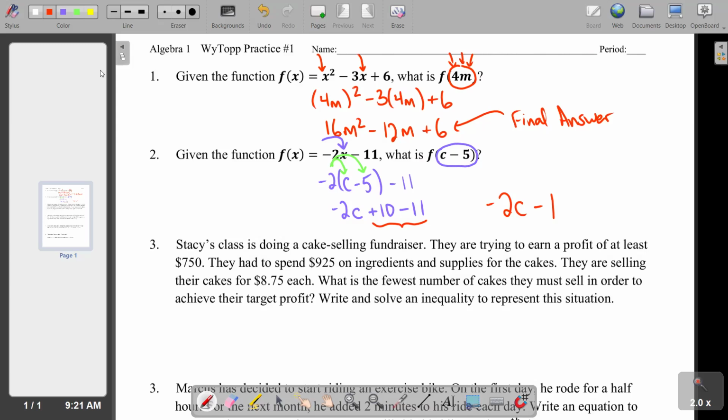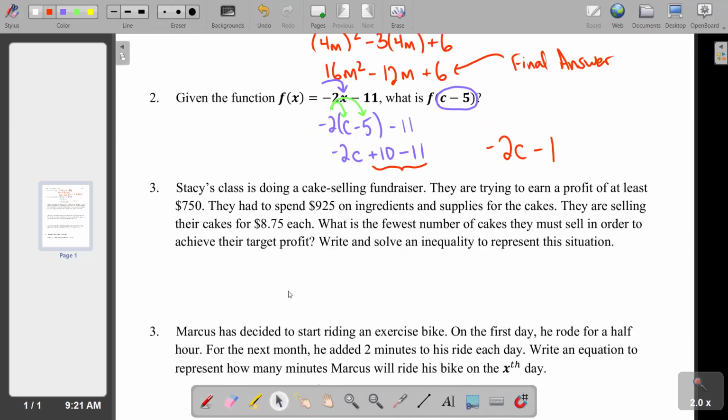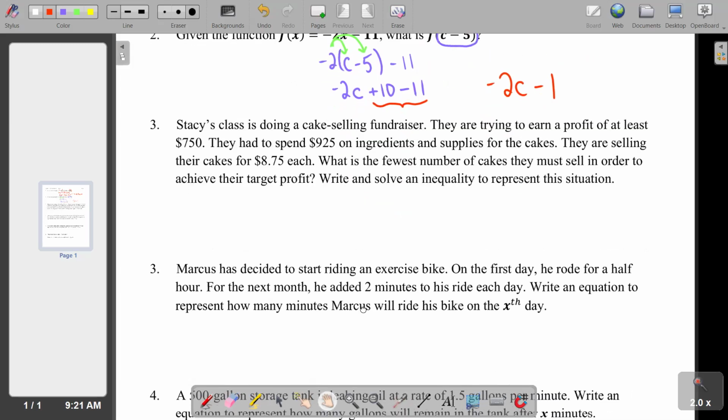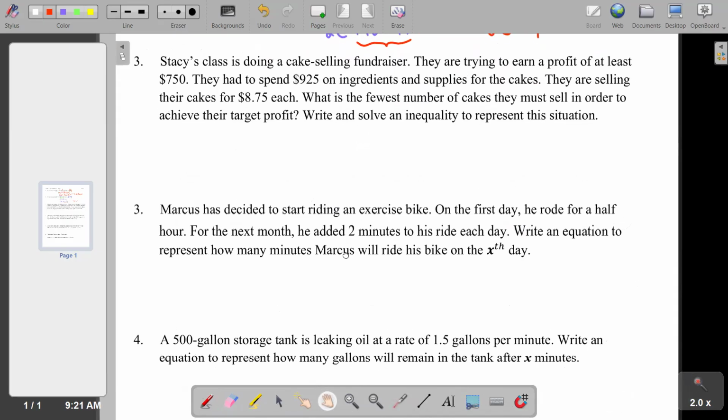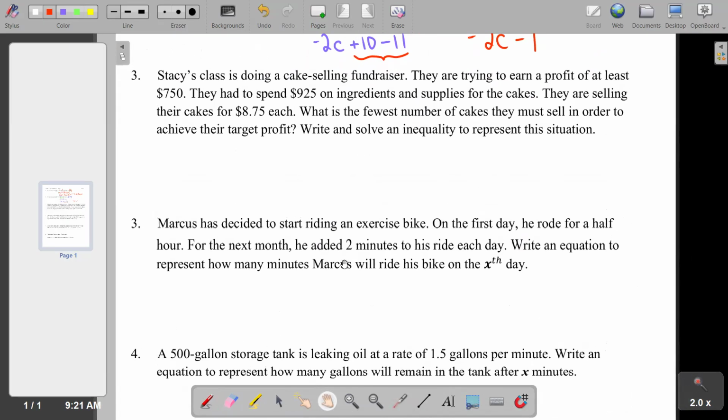Question 3, the first question 3. What I'm going for here is I want you to write an inequality. The words are right here: write an inequality. What it's going to look like is, you know how businesses work. How much money you make minus how much money you spend gives you what's called a profit. If your profit is positive, it's called a profit. If it's negative, it's called a loss.